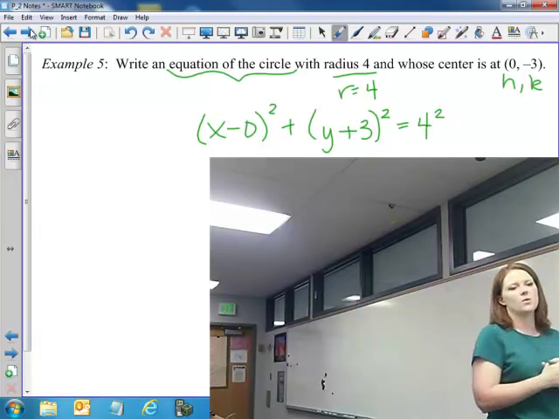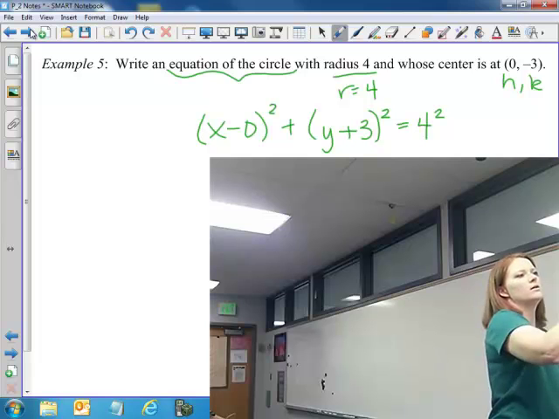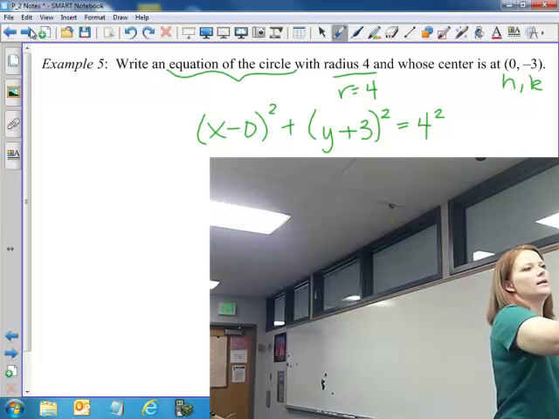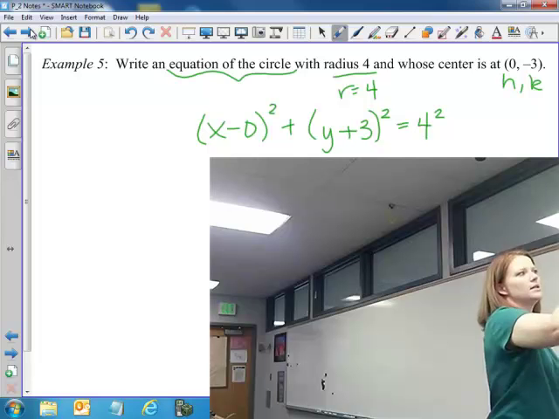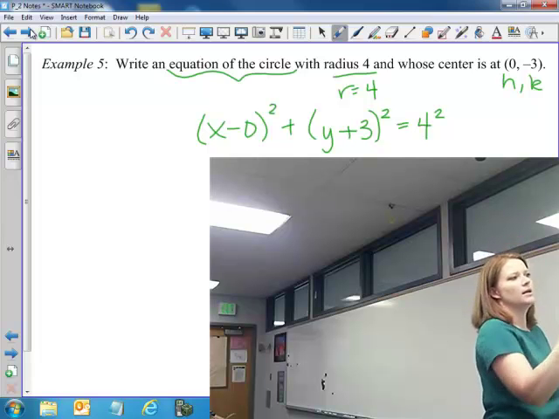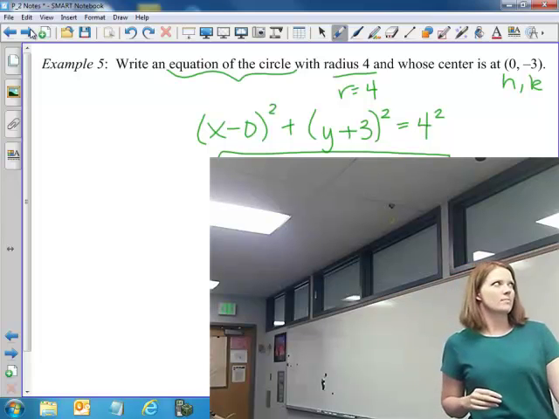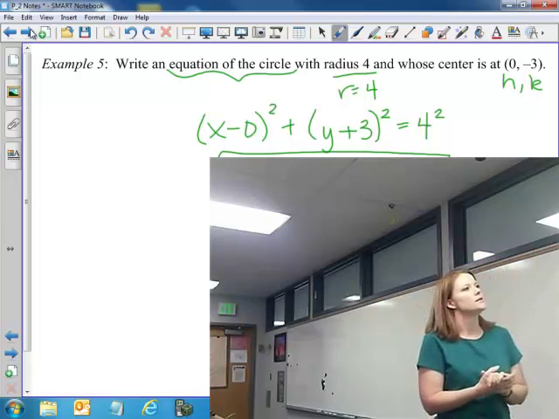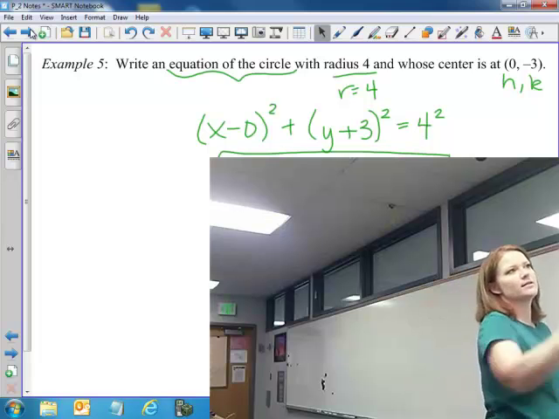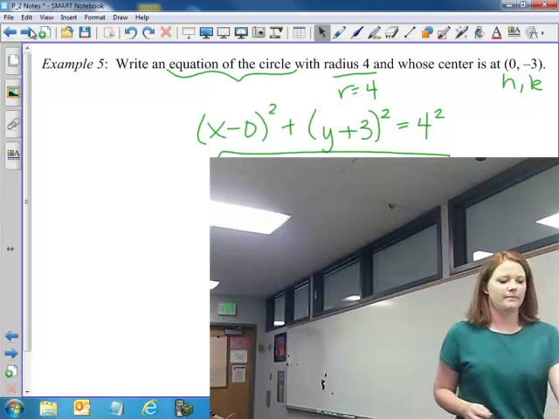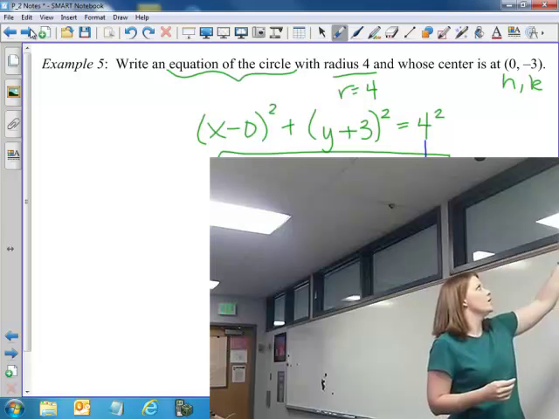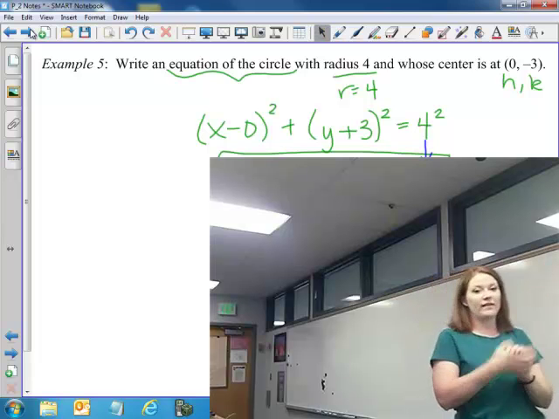Now hopefully you can skip right to the simplified version: x squared plus y plus 3 squared, and we want to go ahead and square the 4, 16. So does that look like a great equation, Mr. Lecky? We can leave it like that? We can leave it just like that. The only reason we simplified the first parentheses was it was x minus 0 then. That's correct. Perfect. So the 0 went away, and you always want to simplify that radius squared right there.